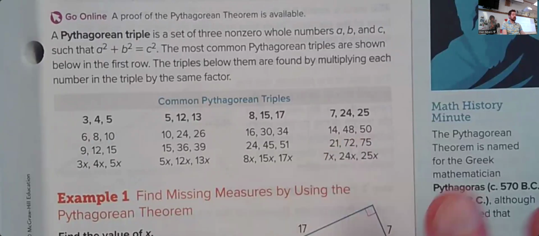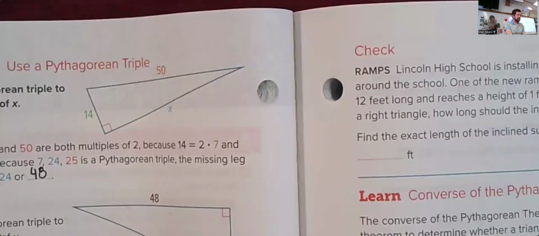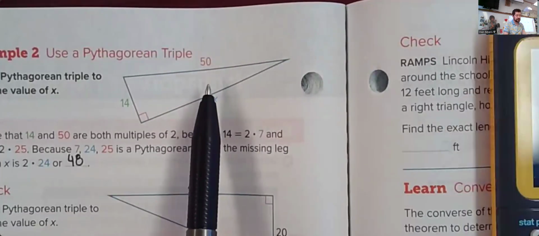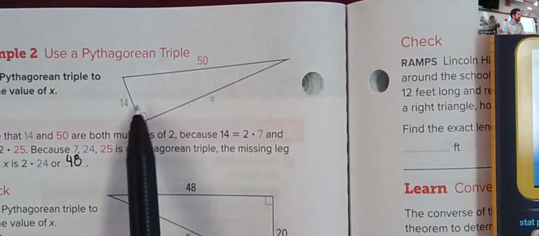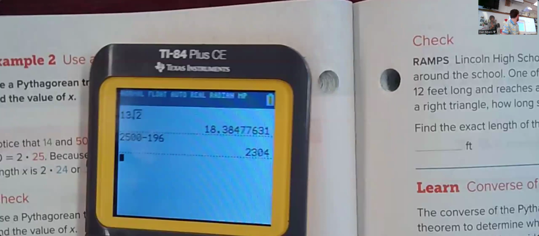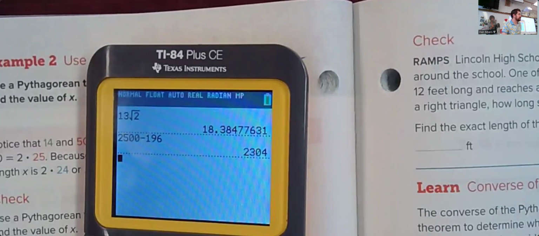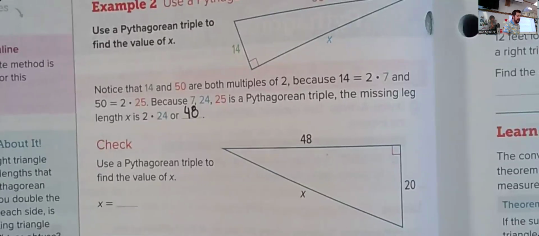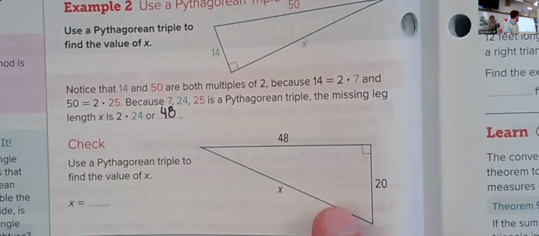Or if you want to, you can do the math. This is our value of C right here. So 50 times 50 is 2,500. 14 times 14 is 196. So subtract 196, and you get 2,304. Square root 2,304. What do you get? 48, which was the answer. Cool. All right. Do this one.